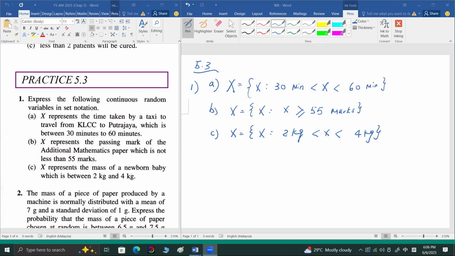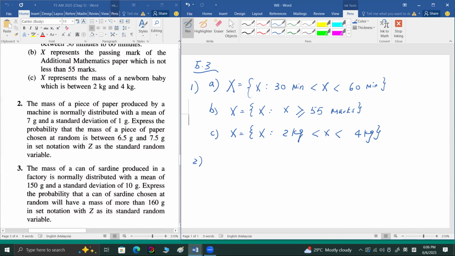Okay, so class, can I understand this three, how to write the set notation? Is it okay? Okay, now we go to number 2. For number 2, so is it okay? Can follow, yeah, the rest of you? Should be okay, yeah? Right now, see number 2?